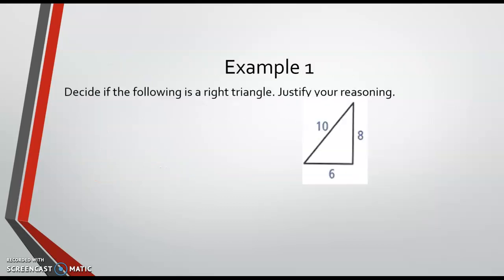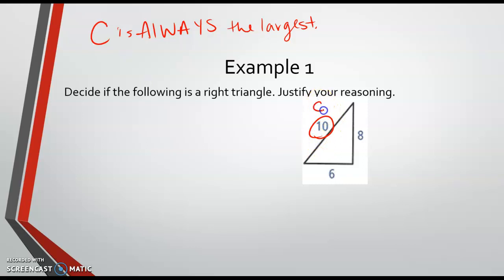So, how does this work? Let's go through these examples. Something to keep in mind: c is always the largest. That was part of the hypotenuse definition. So we're going to make c the largest. So here, that's 10. So that's c. a and b, it doesn't matter. So I'm going to do a, b as that.